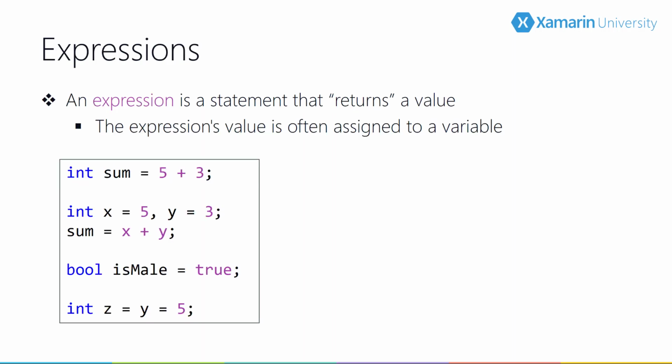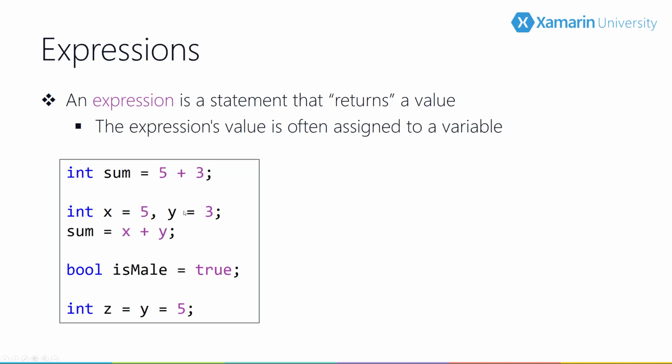All right. So there are a few more things that I want to talk about before wrapping up. And the first thing is an expression. So simply put, an expression is something that returns or evaluates to some value. So for example, here, int sum equals 5 plus 3. 5 plus 3 is considered an expression because it evaluates to some value.